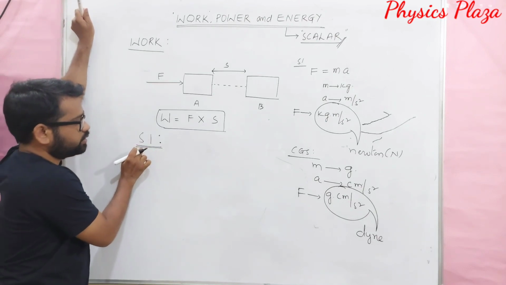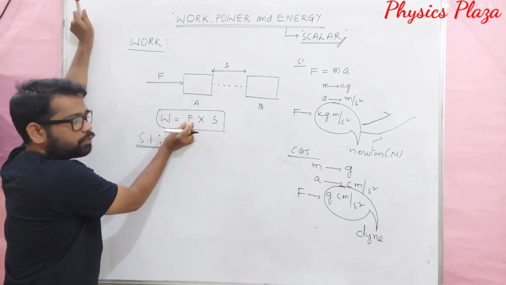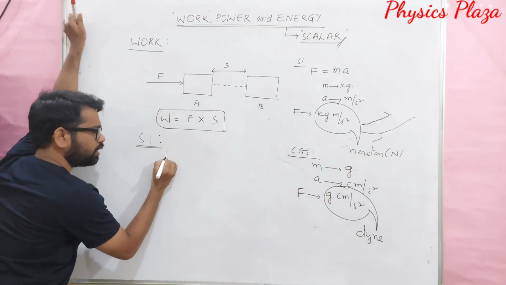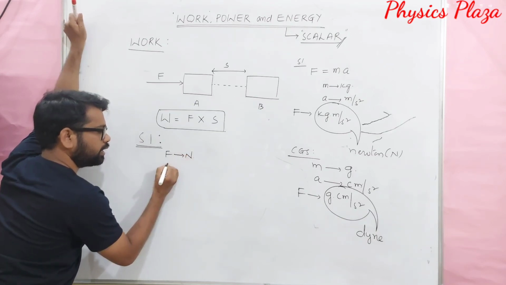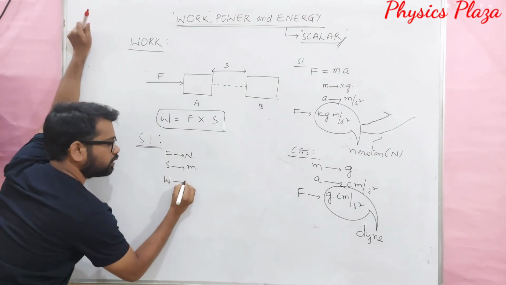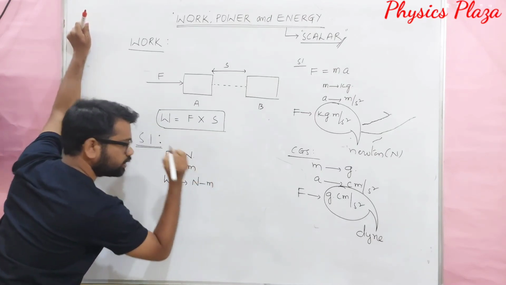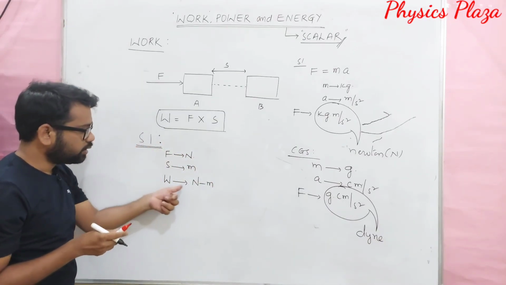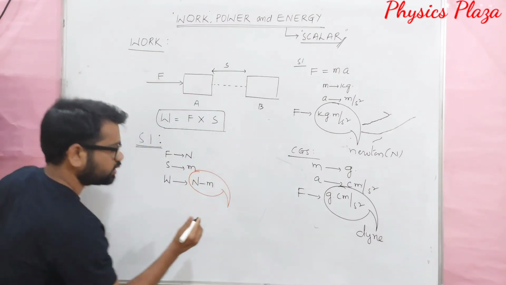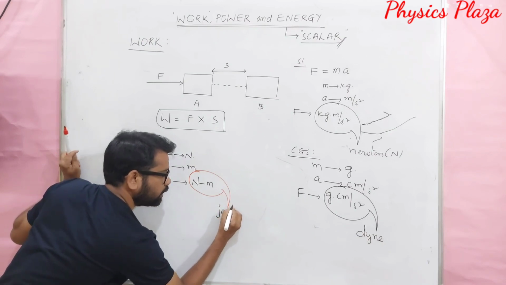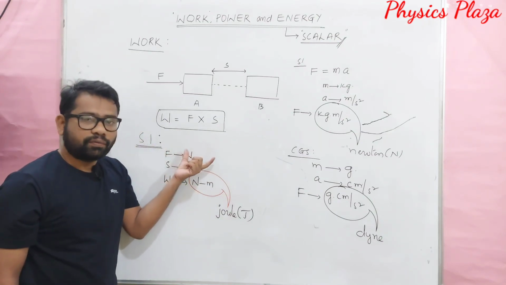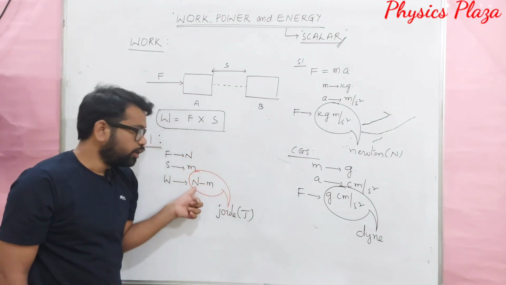Now, to write the SI unit of work, dear children, the SI unit of force is Newton. The SI unit of displacement is meter, of course. As force is measured in Newton and displacement in meter, the unit of work is Newton meter. Children, this Newton meter we call a joule, capital J. It is simple. So now onwards we can say the SI unit of work is joule. What is joule here? Newton meter.